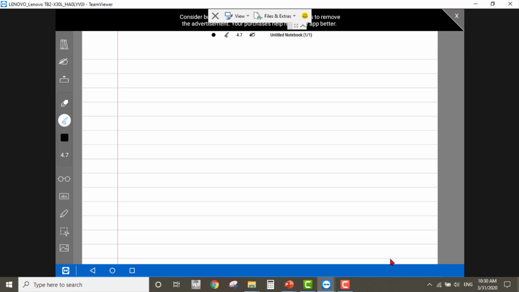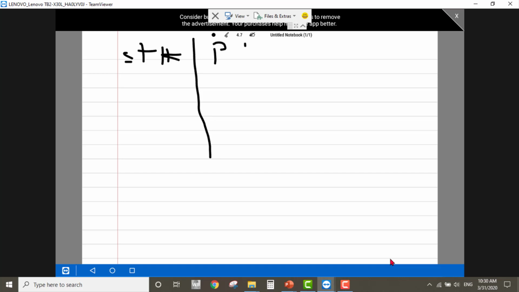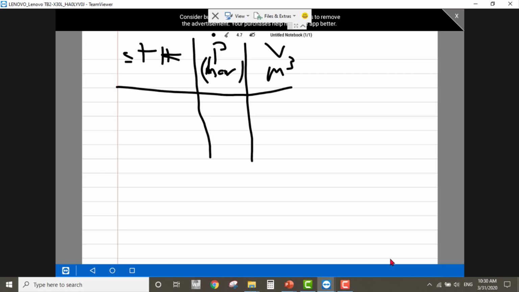Let me first draw before starting to solve part A, part B, part C. Let me start by drawing the table. This is the state number, here we have pressure in bar, and here volume in meter cube. And we have state 1, state 2, state 3.